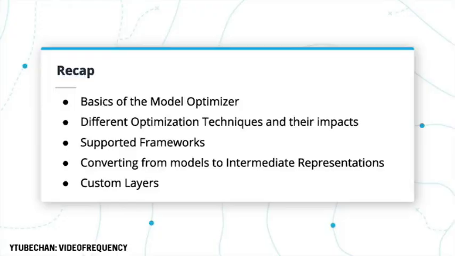We've covered a lot of topics in this lesson. We went from the basics of the model optimizer, different optimization techniques and their impact on model performance. We covered the supported frameworks, as well as converting models from those frameworks into intermediate representations, and finally, a little bit on custom layers. You've really upskilled on working with the model optimizer. Up next, we'll move on to the inference engine, where you can run these great models even more efficiently at the edge.